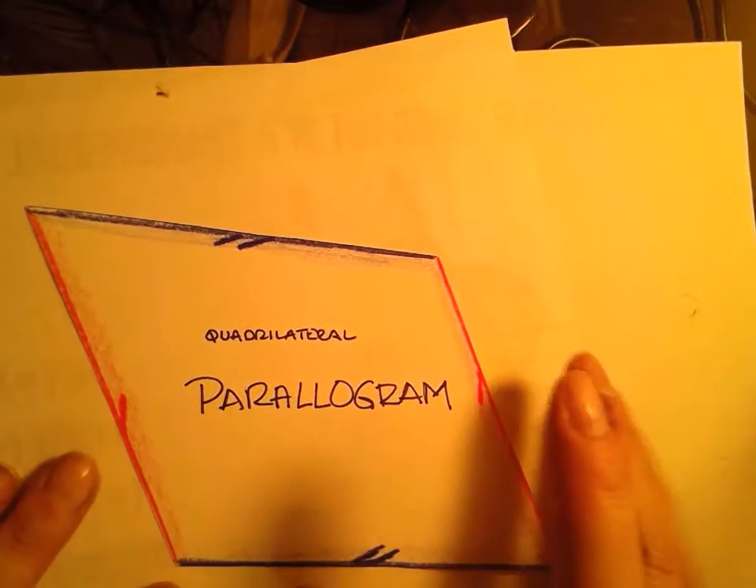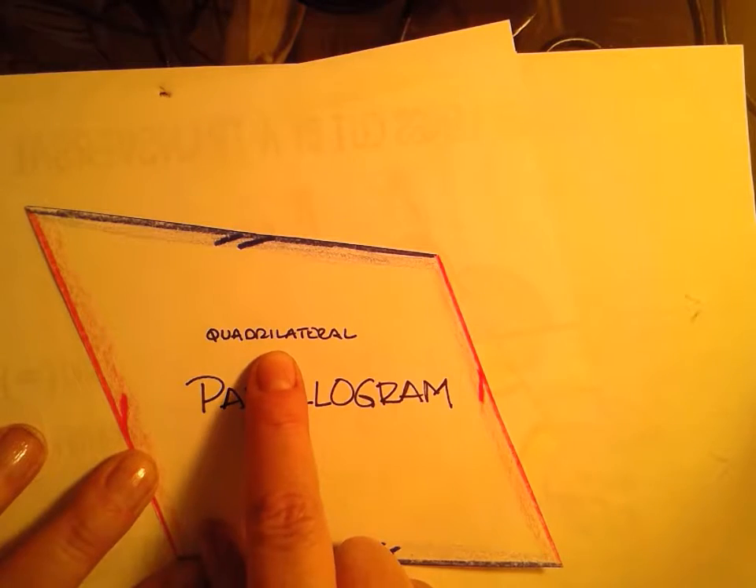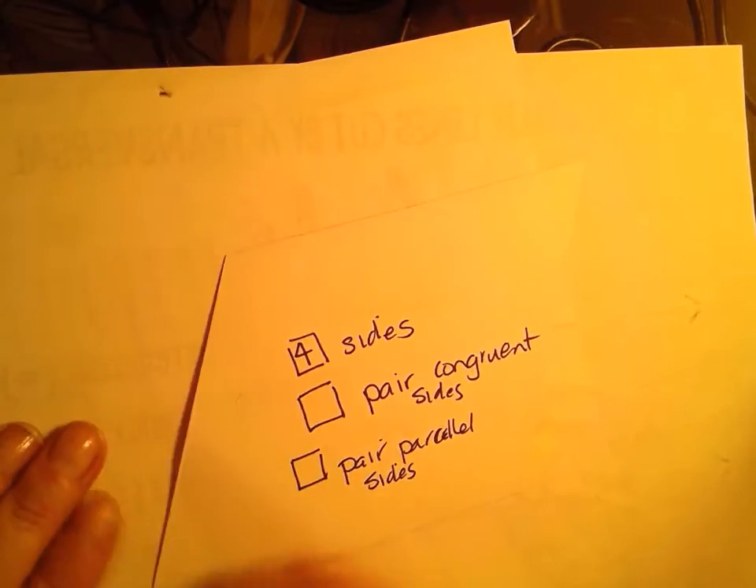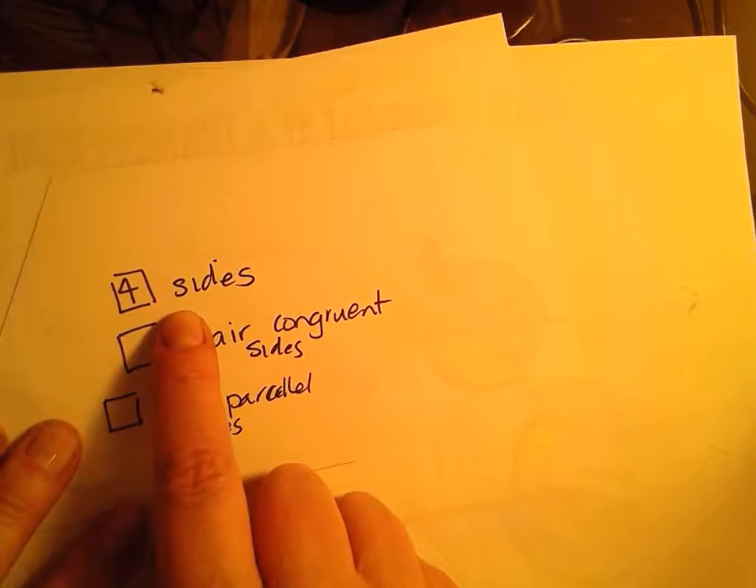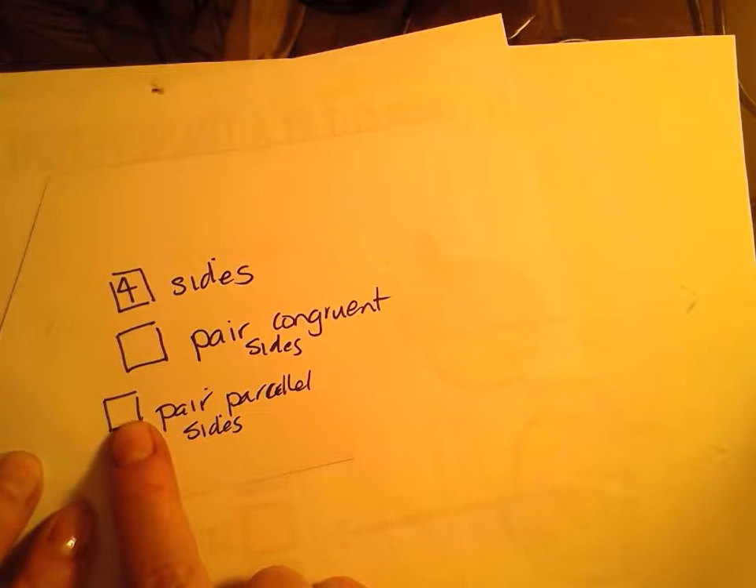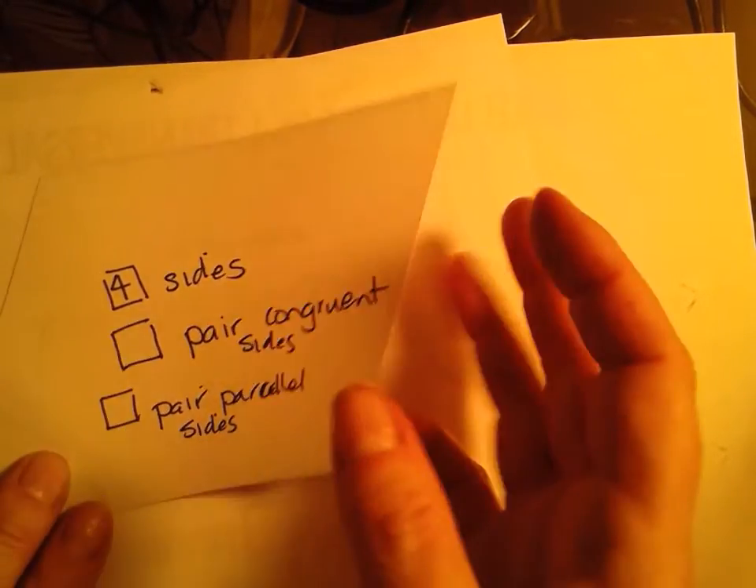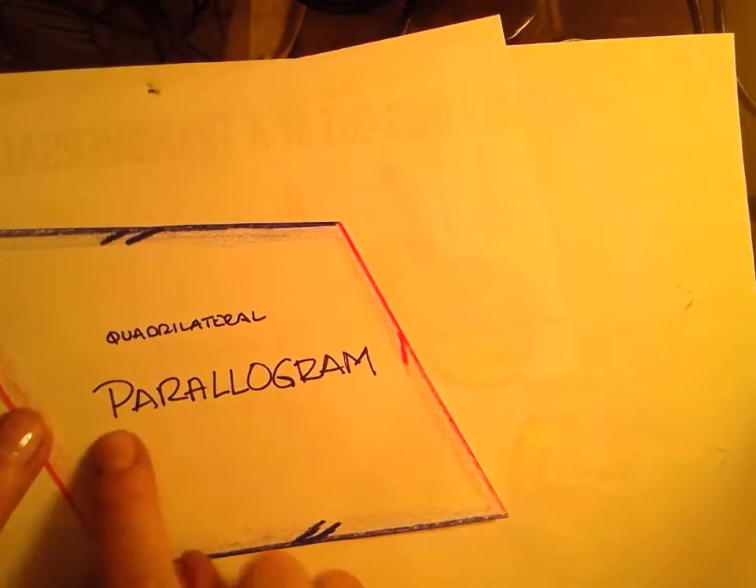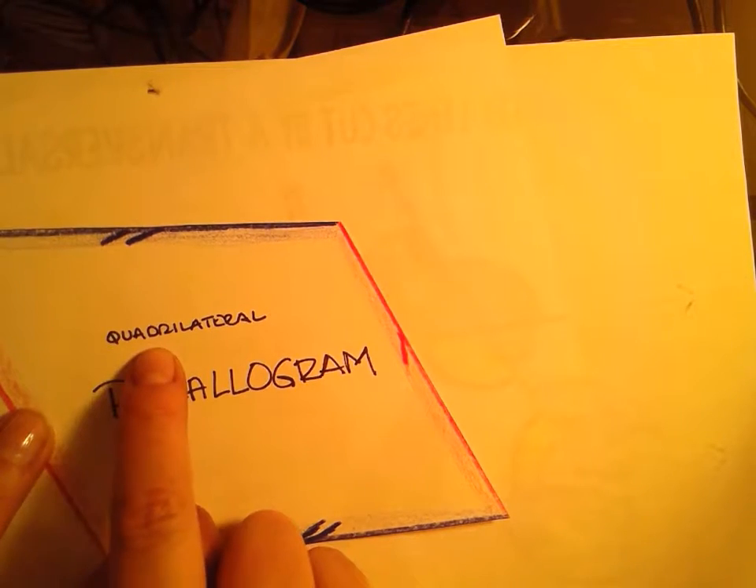Today we're going to talk specifically about a parallelogram. And to remind you, a parallelogram is a quadrilateral. We call it a parallelogram. It has four sides. Two pair of the sides are parallel. And we'll talk about the rest of it today. We'll prove the rest of this today. So we're talking about a parallelogram, which is a special kind of quadrilateral.